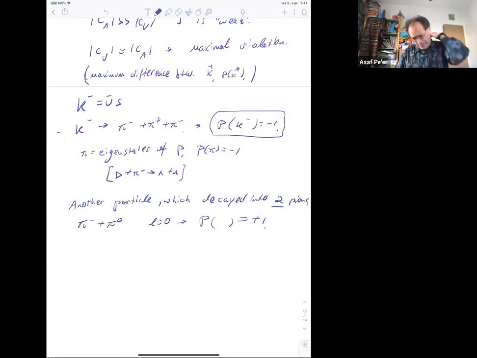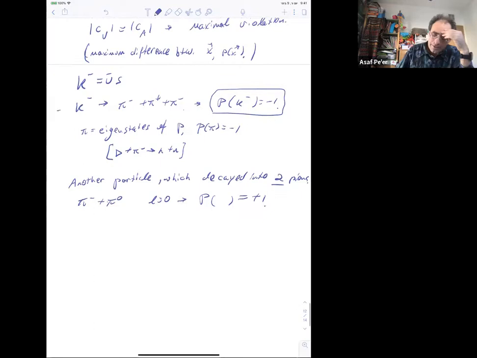Now, at that time, people thought that parity is a good symmetry of nature, so they concluded that these must be 2 different particles. They cannot be the same particle, although they look exactly the same, as far as people could measure: same lifetime, same charge, same everything. But one decays into a state with a negative parity, and one decays into a state with a positive parity.